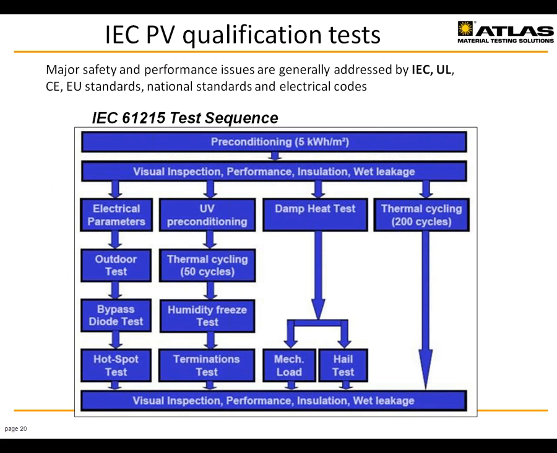I mentioned the IEC, and here we look at the IEC PV qualification test. We've gone from the materials testing now to the cell testing, and we're looking at module qualification tests. The IEC 61215 test sequence, or suite of tests, is a set of qualification tests that is required for, in this case, crystalline silicon flat plate PV modules. There is another qualification test for thin films, which is 61646.